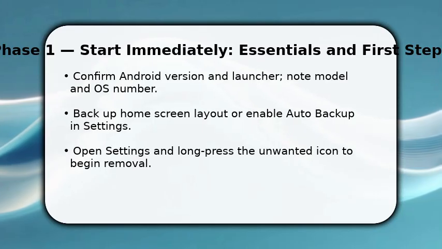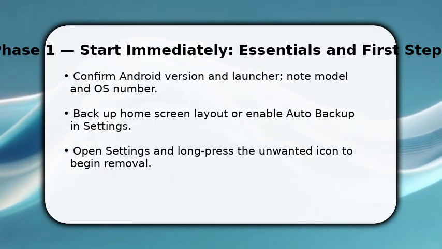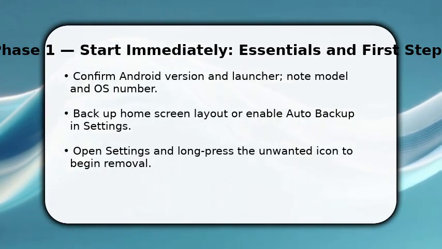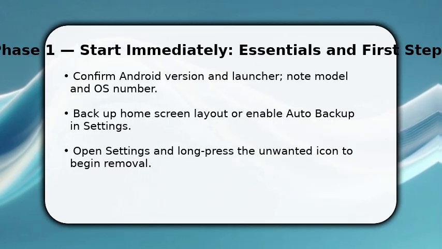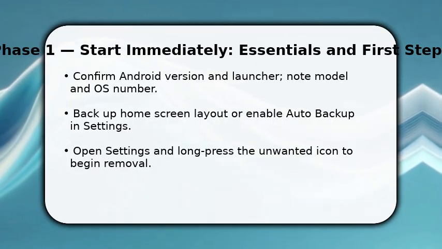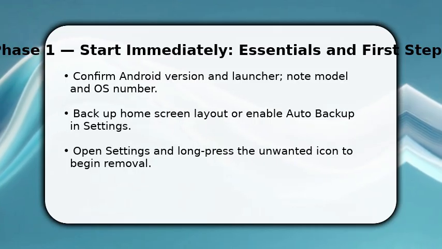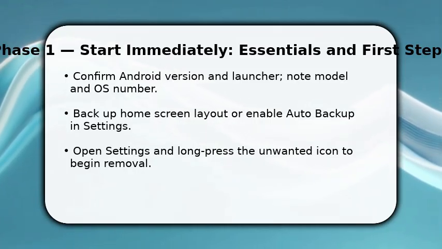You need 2 quick checks before you remove extra icons. Know your Android version and what launcher you use, and make a backup so you can restore layouts if needed. Once you've confirmed those, go straight to the home screen and long press the icon you don't want.